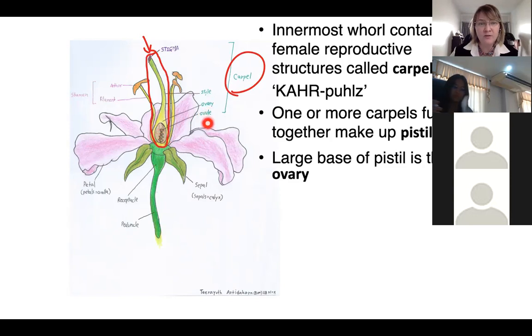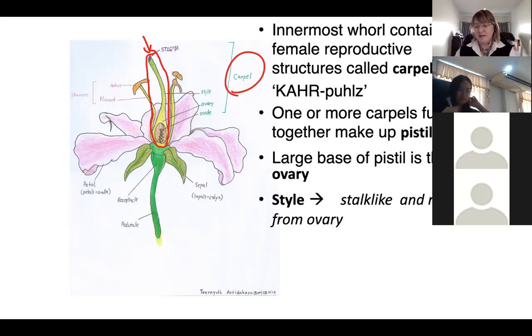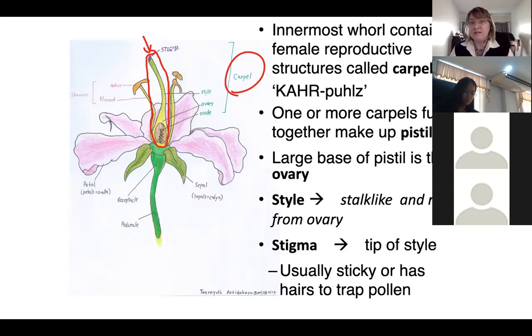Inside the ovary, of course, you see the ovule. That's the egg. The style is kind of like the female version of the filament. It's just the stalk that supports the stigma. And the stigma is the part where pollination occurs, right? So pollen can stick to the stigma. So either the stigma has hairs or it is sticky.